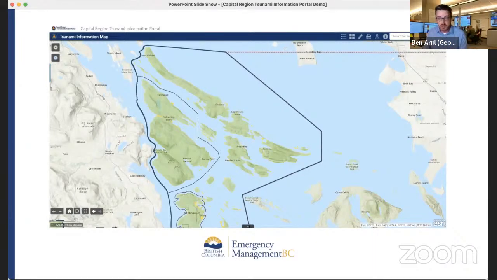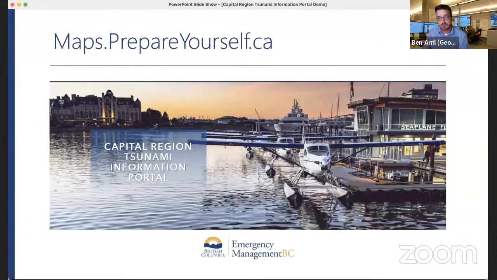In the event of a tsunami, Emergency Management BC issues emergency alerts on behalf of the province, so be sure to read any alerts carefully. Wait for the all clear from local authorities to confirm the threat is over. Tsunami waves can last several hours. So thanks very much for your time. Back to you, Allison.